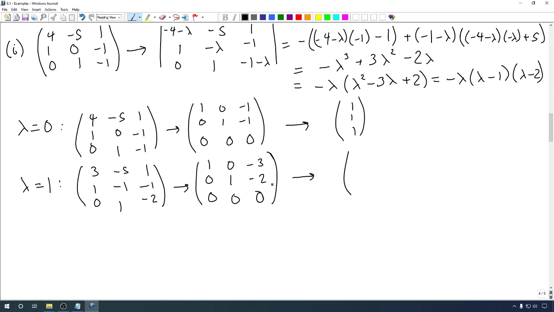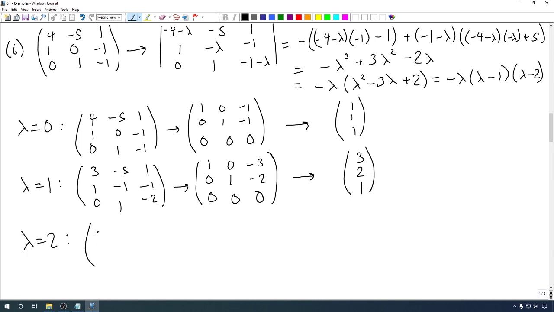But again, z is a free variable. I can pick it to be whatever I want. I'm going to pick it to be 1 because we don't really have to divide by anything when we solve for x and y. But that means that y is going to be equal to 2 and x is going to be equal to 3. So the eigenspace is the span of this vector. We have a one-dimensional eigenspace. Every vector is a multiple of this one.